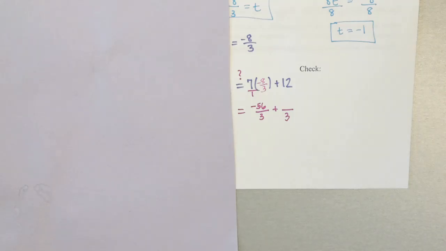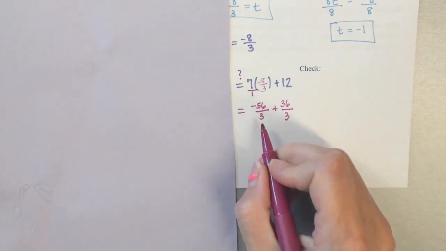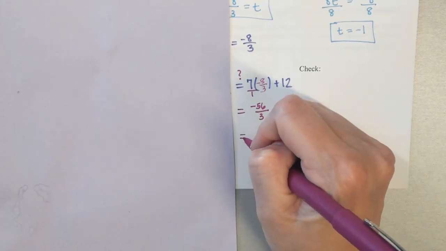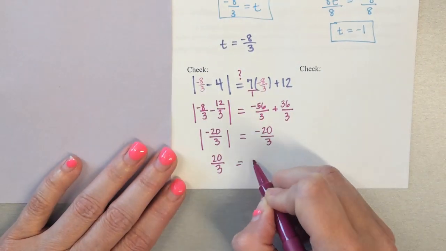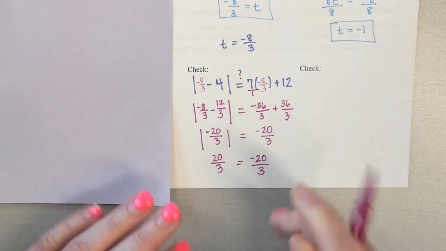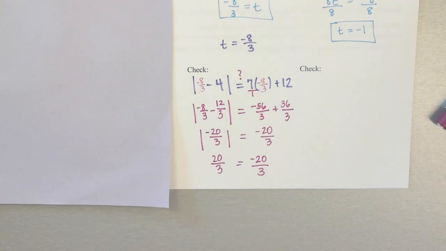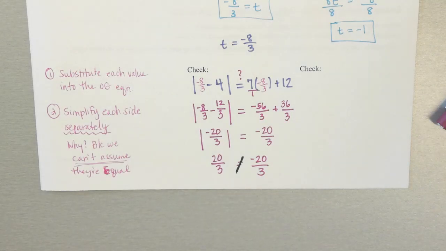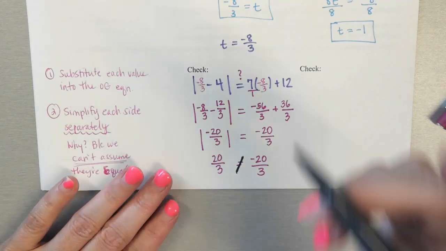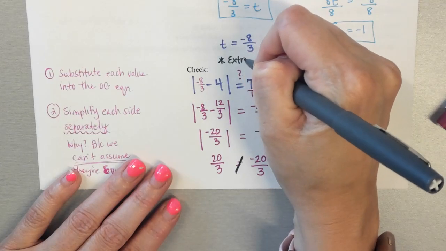Okay, so to get that top number, all we have to do is multiply 12 times 3, right? So 12 times 3 is 36. What's negative 56 plus 36? Negative 20. Okay, so then I end up with 20 over 3 equals negative 20 over 3. Okay, are those the same value? Nope, one's positive, one's negative. So you're going to put the slash through it. It's not equal.